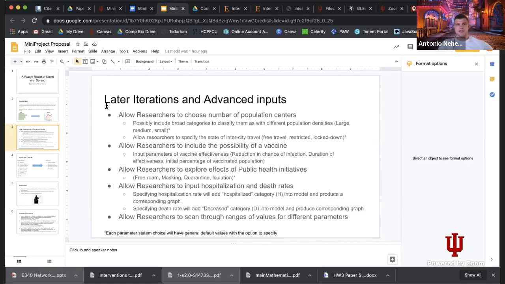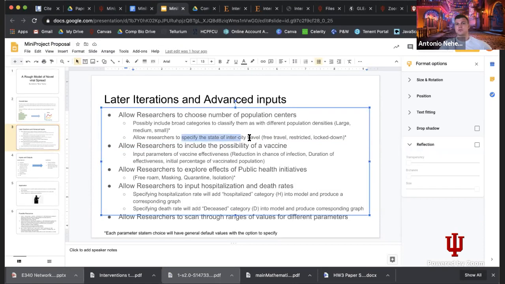And then I started thinking of some iterations that you could add to this tool, allowing researchers to choose how many population centers they wanted to include, and then categorize them as large, medium, and small, or specify the flow of people between those centers.